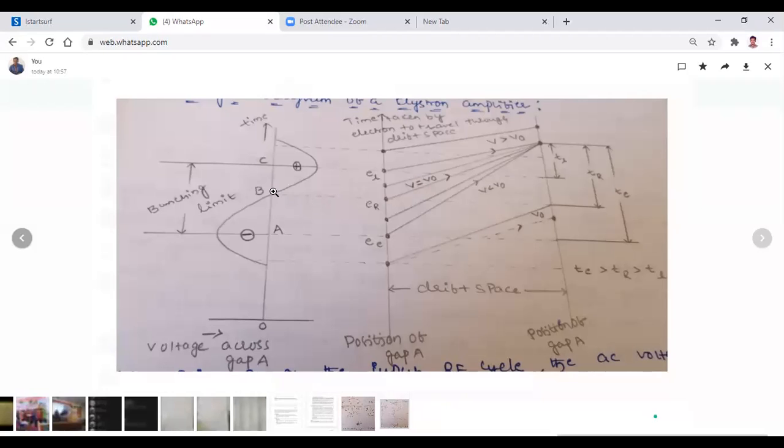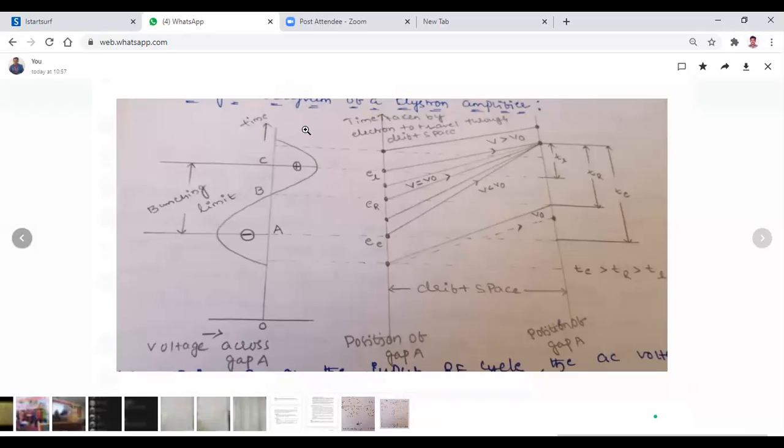Next, again, so many electrons are available. Maybe if an electron coincides with the positive value, then what happens? A positive value means more acceleration, and a negative value means less acceleration.